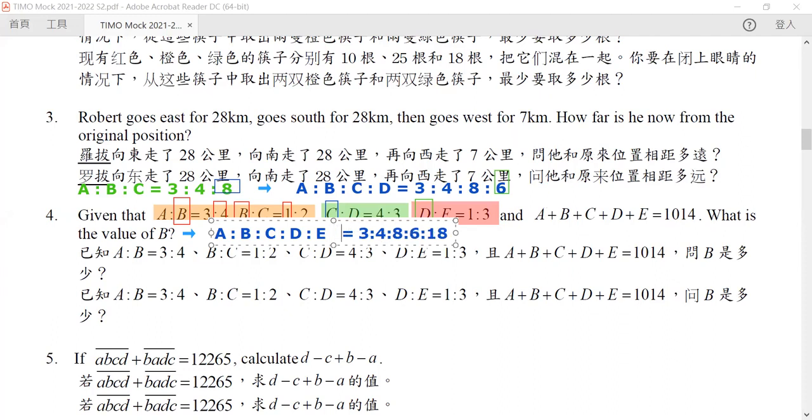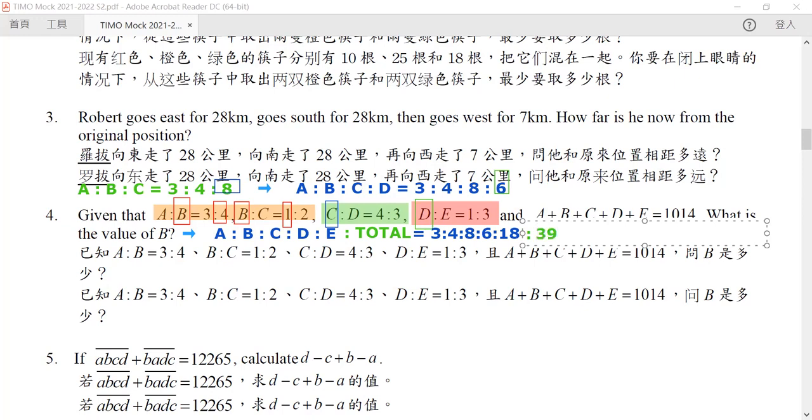Now, by computing this, we can know a very important result, because we know that A to B to C to D to E gives a total. But what is a total? A total is the sum of all terms. So it will be 3 plus 4 plus 8 plus 6 plus 18. So it will be equal to 7, 15, 21, 39. Okay, so in total there are 39 parts.